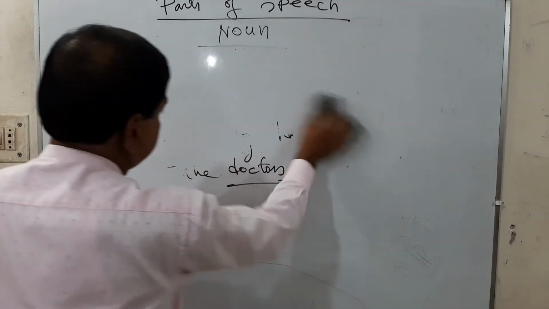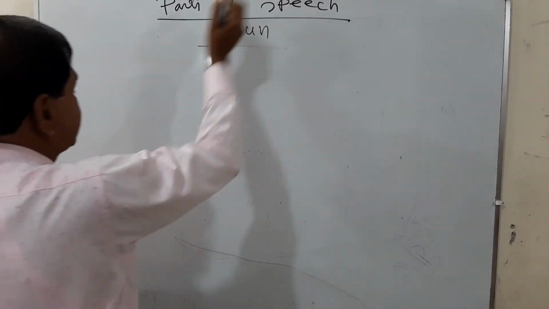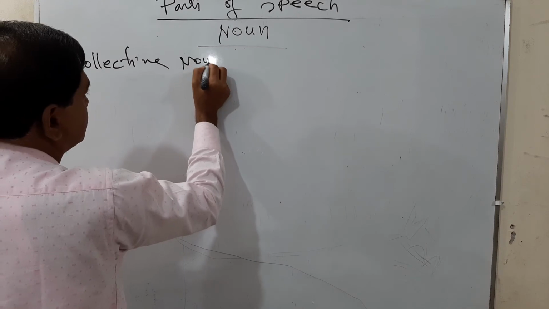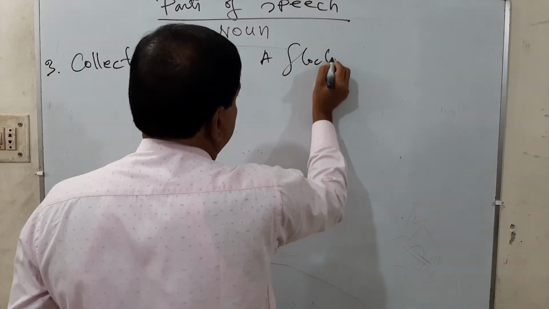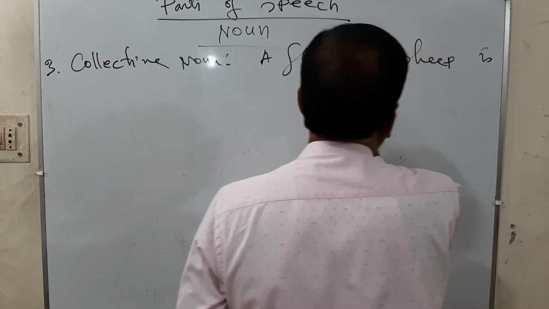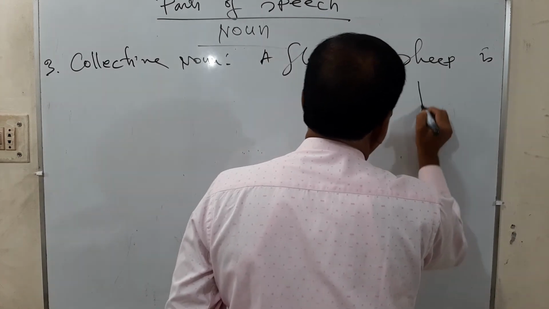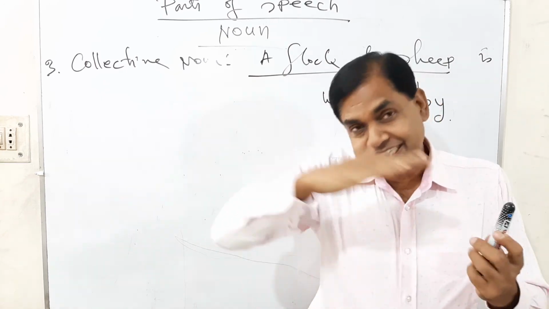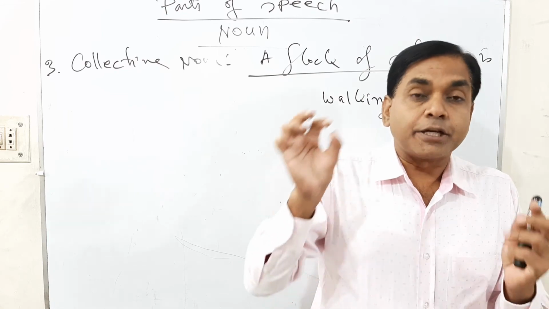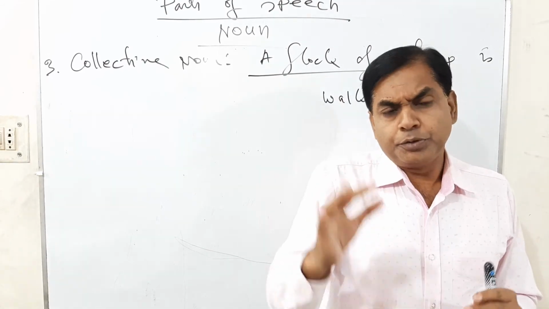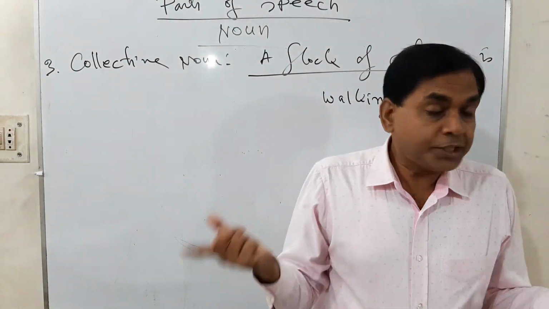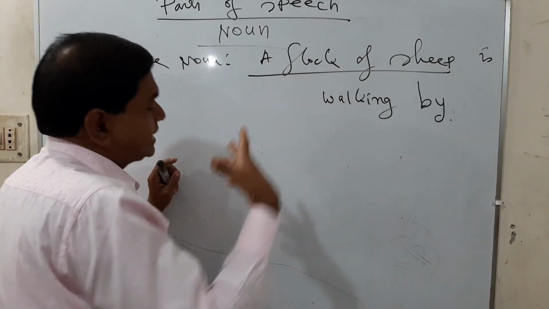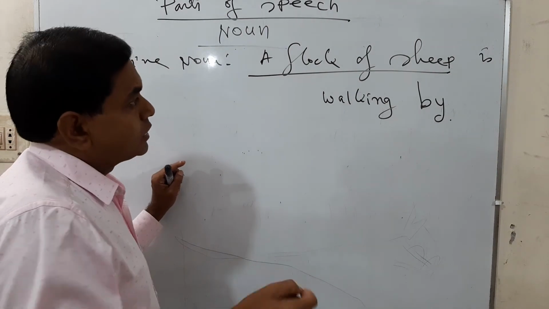The next one is collective noun. It is very easy. Collective means it indicates the togetherness of anything. A flock of sheep is walking by. My dear viewers, look at it. A flock of sheep. That means it's a group, it's a team. It indicates the group of people, the group of animals, the group of birds, the group of things. When a noun indicates the name of a group or a team or a class together, we call it collective noun. Am I right? So if we say a flock of sheep, that indicates that a lot of sheep are together. So it is a collective noun.